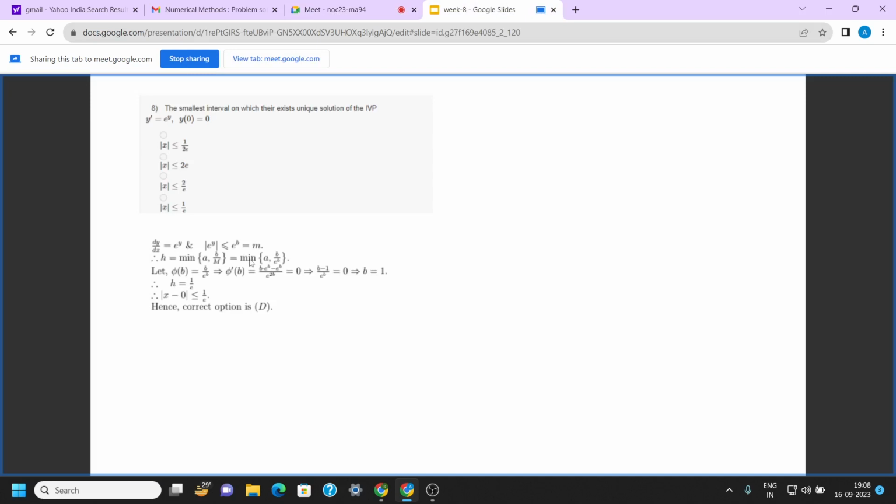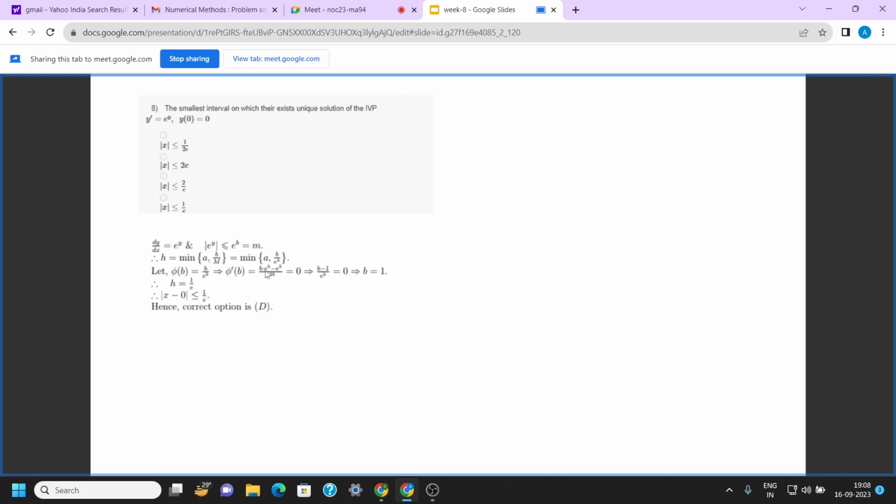So once you have got this, h is equal to the minimum of a comma b by e power b. So let b by e power b be a function of b. We have to find its optimum, so we will find its derivative. Okay, the phi dash of b will be, just find the derivative of this b by e power b.